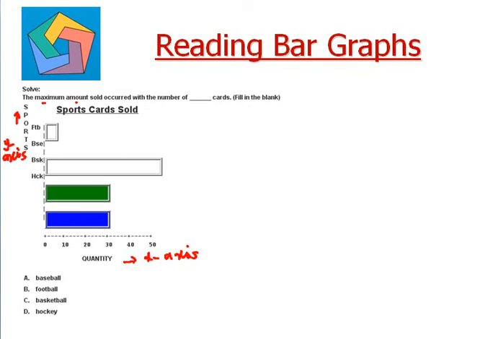And we have 4 bars. This one is for football, this one is for baseball, this one is for basketball, and this one is for hockey. Now here, which is the longest bar we can see? Baseball. So the maximum amount sold will occur through the baseball cards. We can highlight our answer A, baseball.